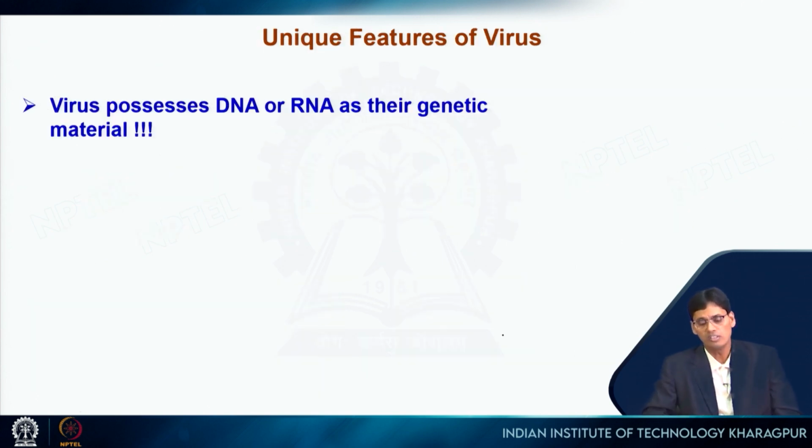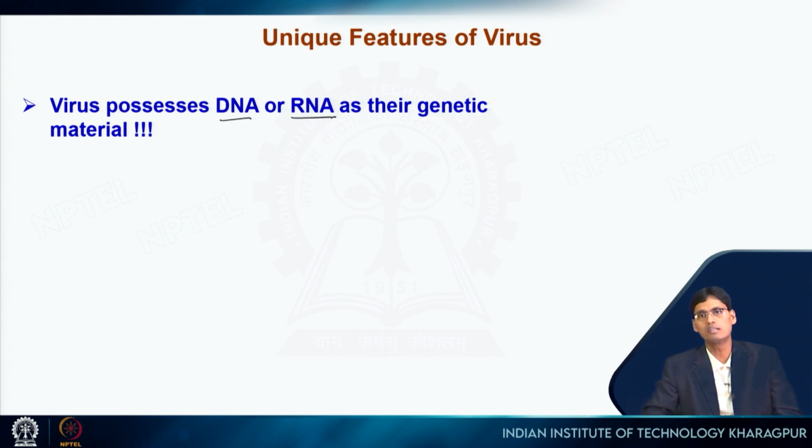Now some unique features of virus. A virus possesses DNA or RNA as its genetic material. This is a unique feature, because all other cells, I would say living systems like plant, animal, bacteria, fungus, all of them have DNA as their genetic material. But here I am mentioning that DNA and RNA both can be the genetic material of a virus. For example, influenza virus has RNA as its genetic material.